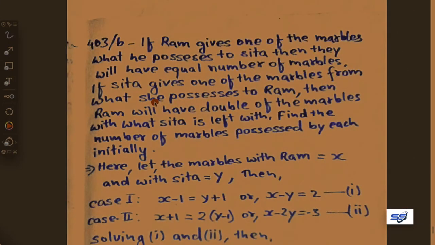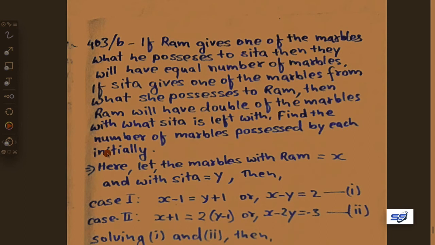If Ram gives one of the marbles he possessed to Sita, then they will have an equal number of marbles. If Sita gives one of the marbles from what she possessed to Ram, then Ram will have double the marbles. Find the number of marbles possessed by each initially.